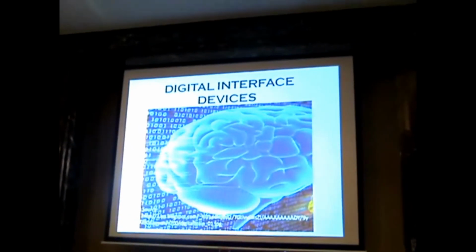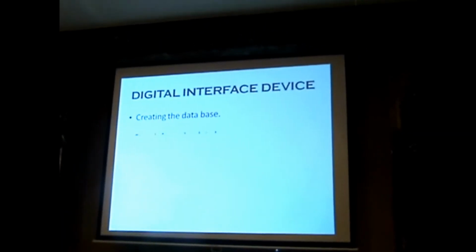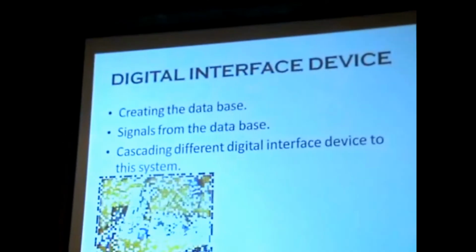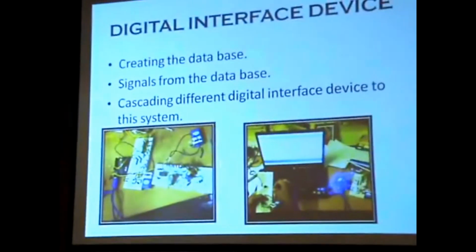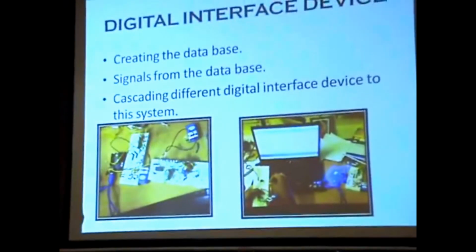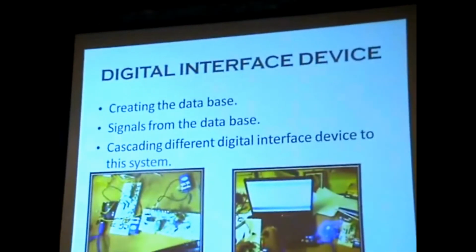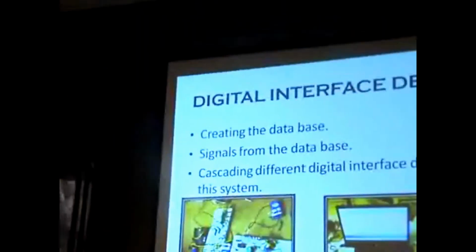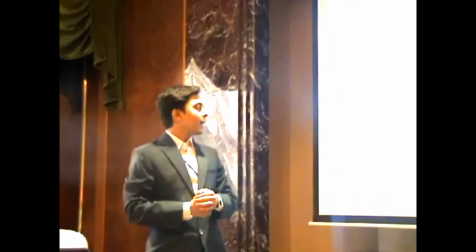Test mode and digital interface devices. Well, as I told you earlier, creating a database is an important thing here because each brain is unique. So for a given data, we ask a person to see the red color, for example, and we take the feedback, and we ask him to see blue and green and many objects.